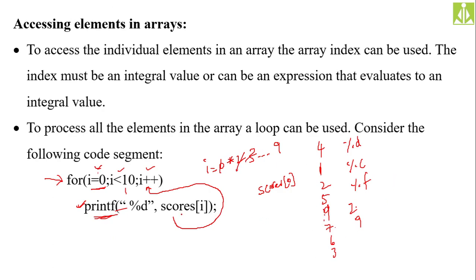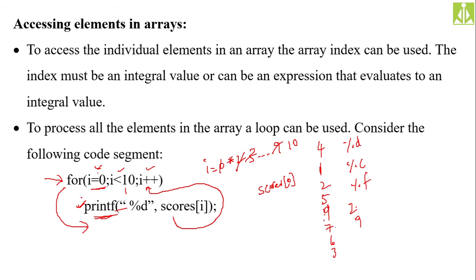After printing scores of 9, again i value gets updated. So this time i value will become 9 plus 1, that is 10. And then we are checking the condition. 10 is less than 10, the condition is false. So immediately the control will come out of the loop. It will not go to the body and it will simply come out of the loop.